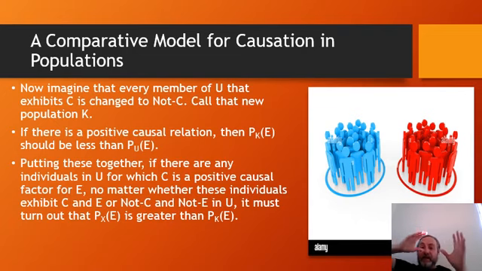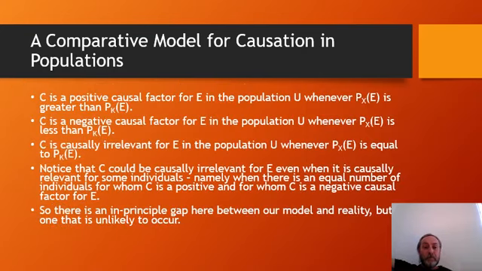So we're taking a normal population, we've got a mix of C's and E's, and we're saying, let's imagine that we make them all smoke, and see if the effect goes up. Make them all not smoke, see if the effect goes down. If in those two imaginary worlds, there's a greater probability of the effect in the all-smoking one, then we've got a causal relationship. So C is a positive causal factor for E in the population U whenever P_X(E) is greater than P_K(E). Again, X is the one where everybody has the causal factor. K is where nobody does.